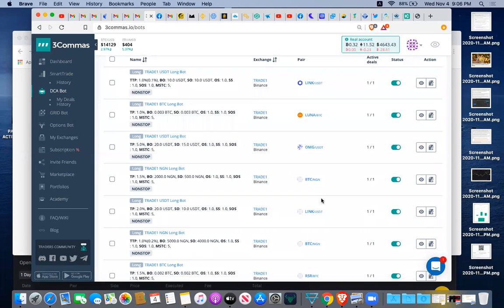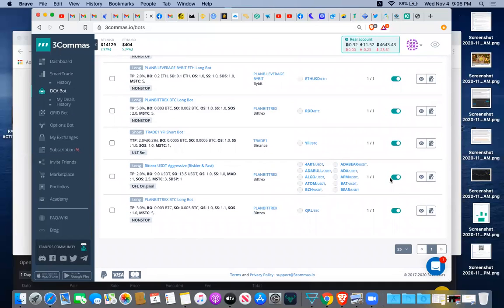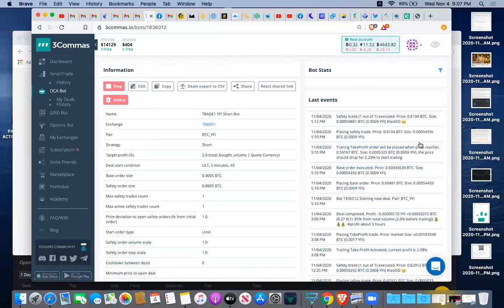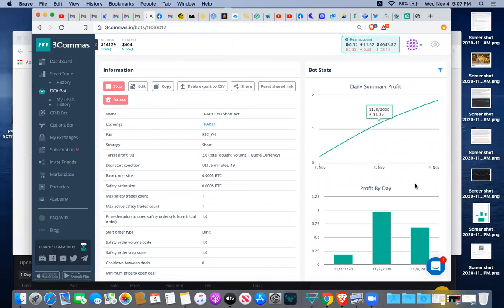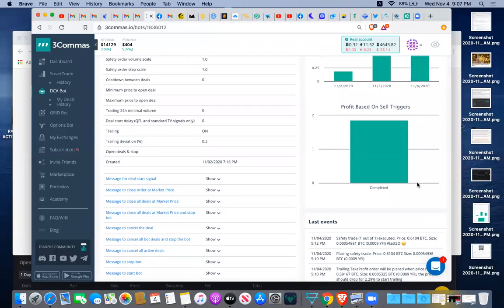Now, probably you can see which of the bots. This bot, I copied it from someone's setting. Let me view it and show you something. You can see that yesterday the bot made me 97 cents, almost $1. Today it has made 69 cents, and today has not finished. Of course, it depends on how much money you put in there.